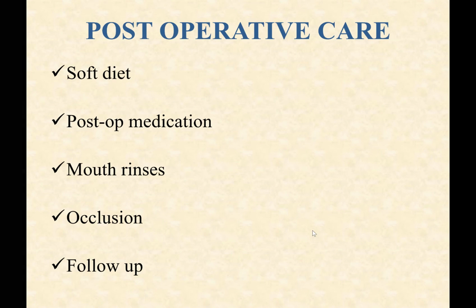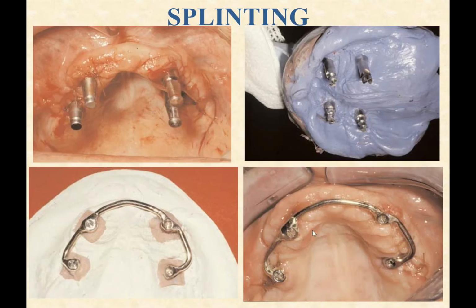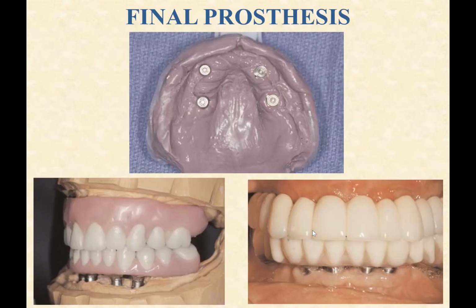The post-operative care includes soft diet, post-op medication, mouth rinses, occlusion, and follow-up. In the prosthetic phase, the first phase is the healing phase, followed by splinting and the final prosthesis. Here you can see in the healing phase, healing abutments are placed, followed by impression taking, and a bar is fixed to the gingiva, and the final prosthesis can be given, supported by the implant denture.